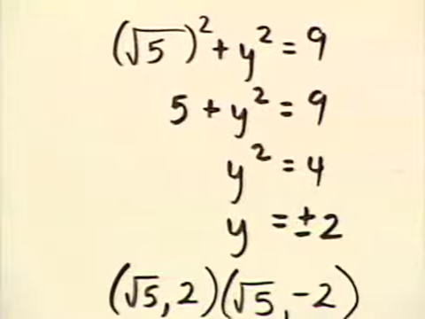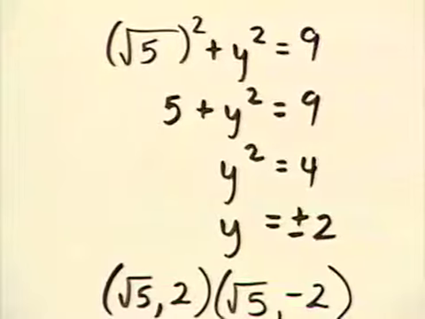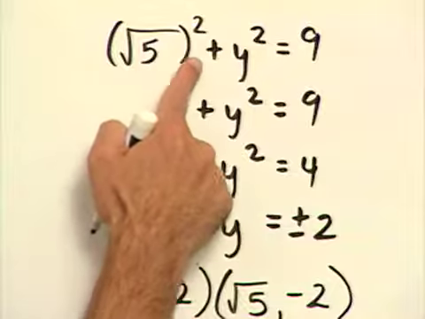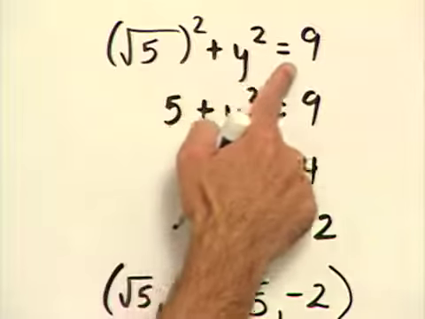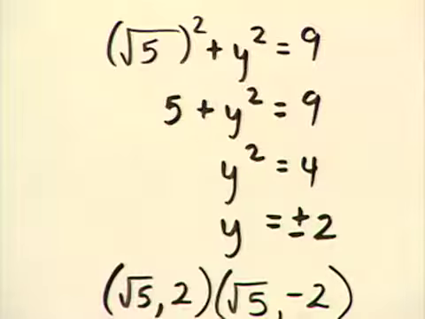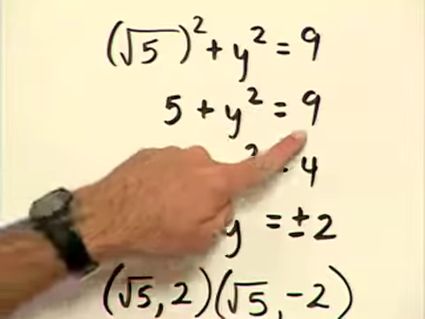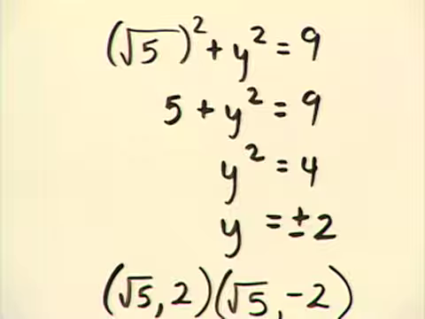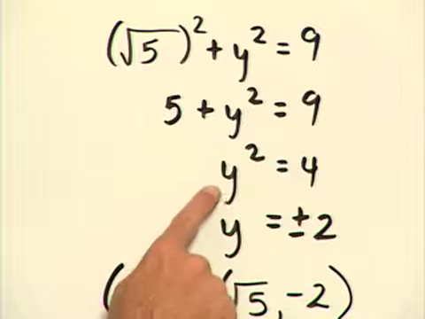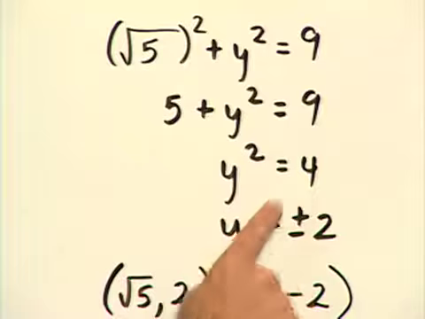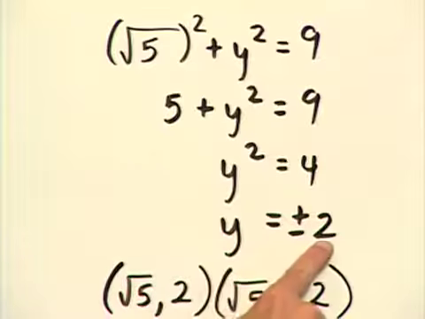Now if I plug in positive square root of 5 back into equation 1, I will have the quantity of the square root of 5 squared plus y squared is equal to 9. And if I solve this equation, I'm going to get 5 plus y squared is equal to 9. And if I subtract 5 from both sides, I will get y squared is equal to 4. And using the square root property again, I'm going to get y is equal to plus or minus 2.